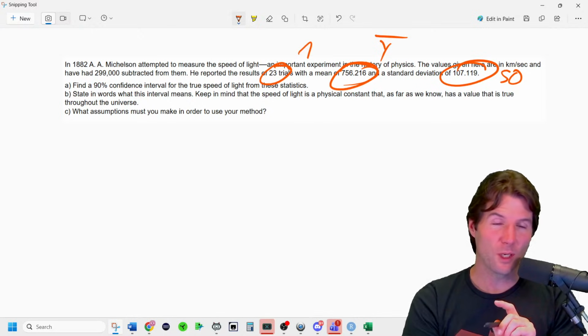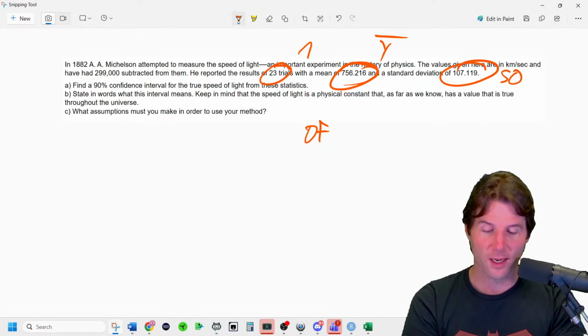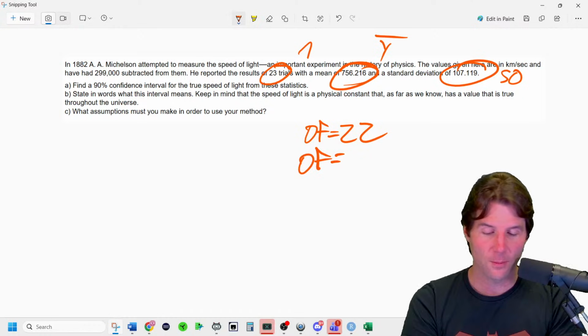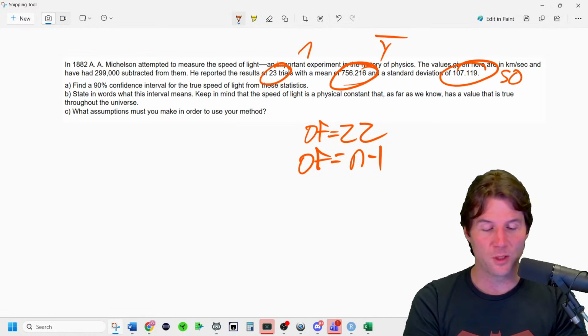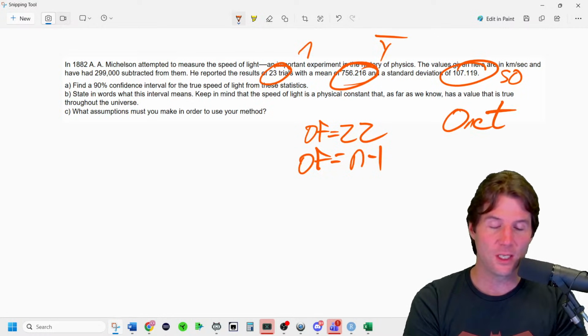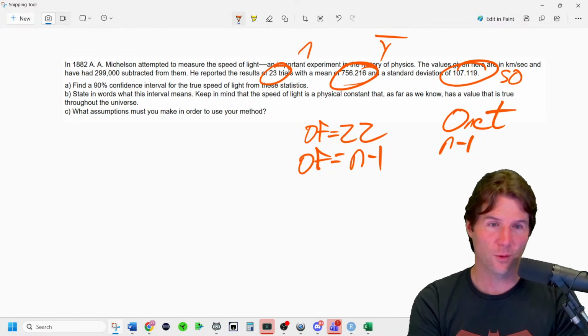So there is one more notation, and it is degrees of freedom right now. Degrees of freedom are 22, because right now the degrees of freedom formula for the one sample t is n minus 1. So that's the important thing to know. One sample t, which means you're doing one mean. One sample t is n minus 1 degrees of freedom.